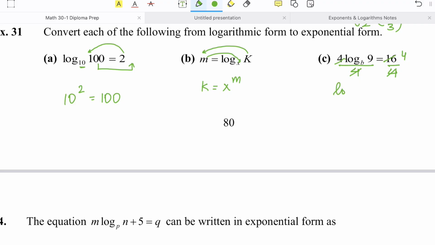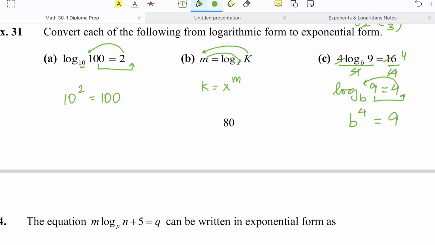And then that log would give you log base b of 9 is equal to 4. But if you forgot this, what you could do is put it into an exponent, changing the base. So b to the power of 4 is equal to 9.